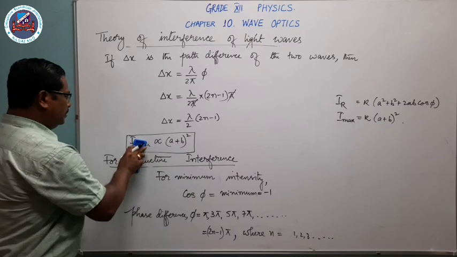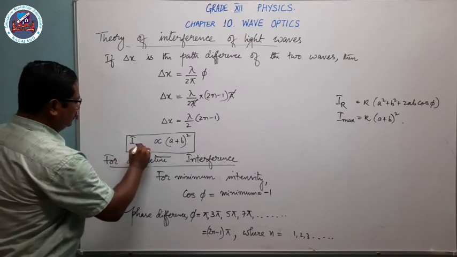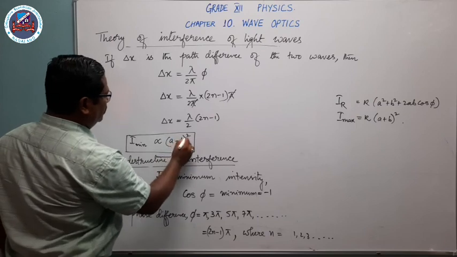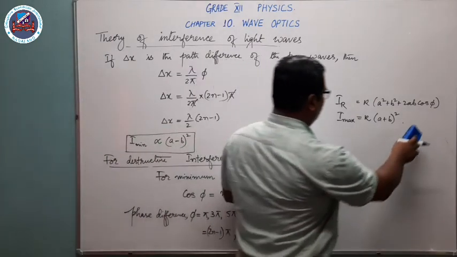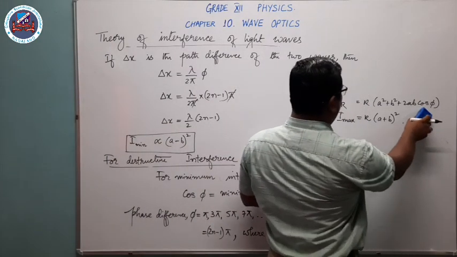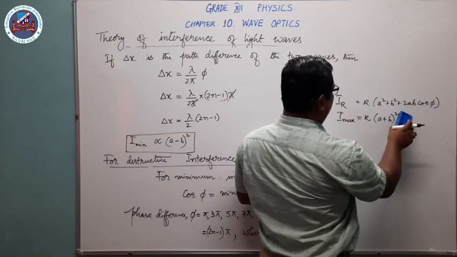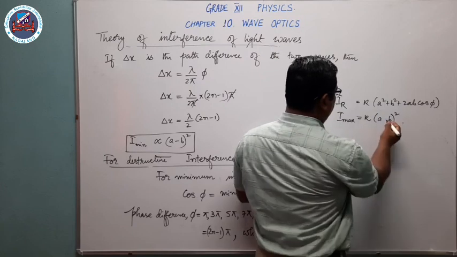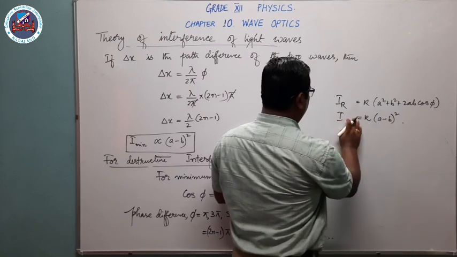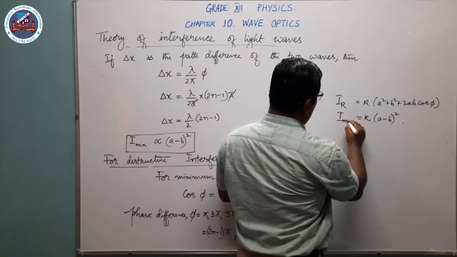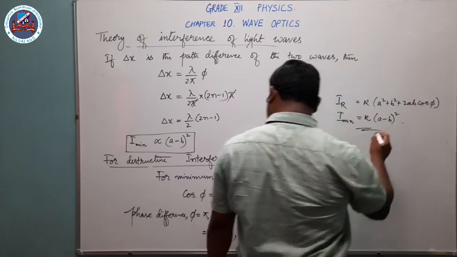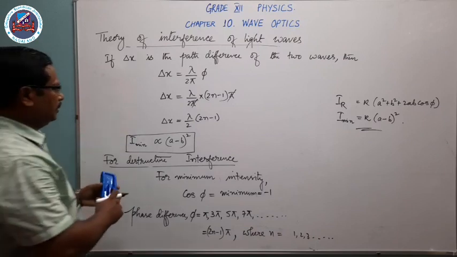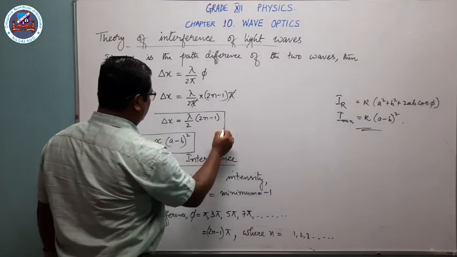And the minimum intensity will be directly proportional to A minus B whole square. With cos phi being minus 1, minus into plus will become minus 2AB, so it will become A minus B the whole square. That is for minimum intensity. So these things have to be remembered, this one you will have to remember.